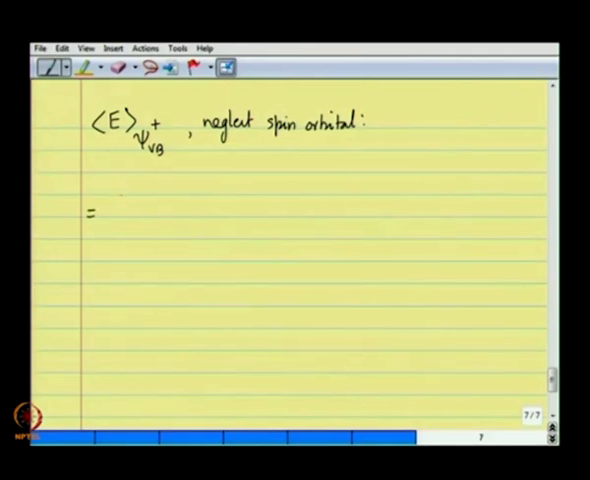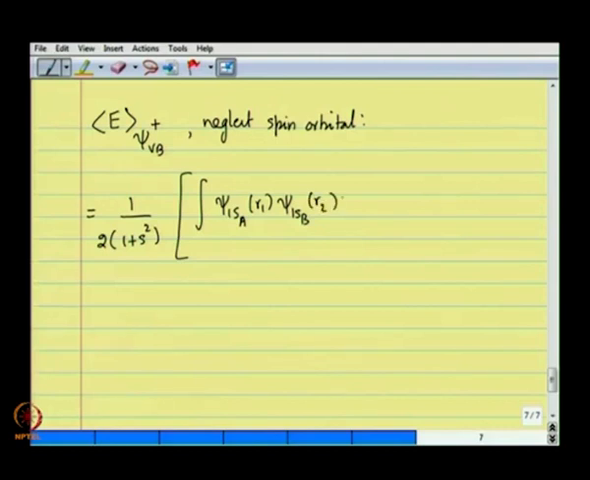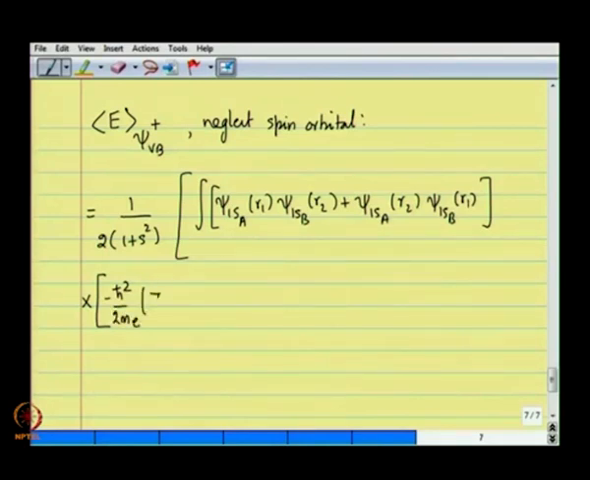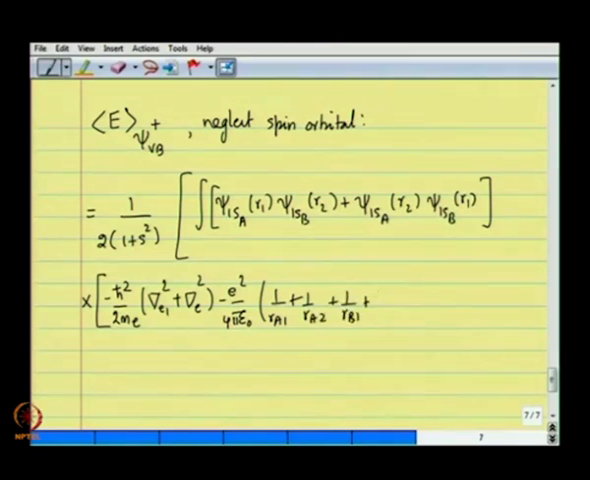So let us write this energy as the integral. Let us have the normalization constant 1 by 2 into (1 plus S square), that is the psi star psi normalization constant, and then we have the integral psi 1s A of 1, psi 1s B of 2 plus psi 1s A of 2, psi 1s B of 1, times the Hamiltonian, which is minus h bar square by 2 m (del 1 square plus del 2 square) minus e square by 4 pi epsilon naught times (1 by r A1 plus 1 by r A2 plus 1 by r B1 plus 1 by r B2).